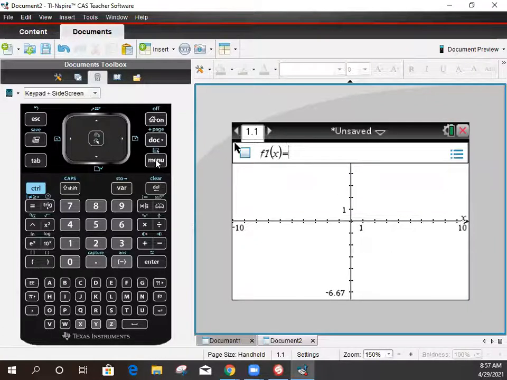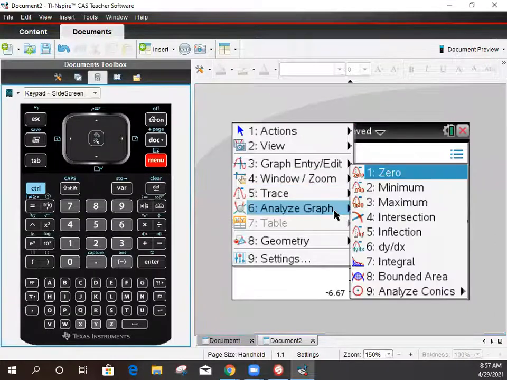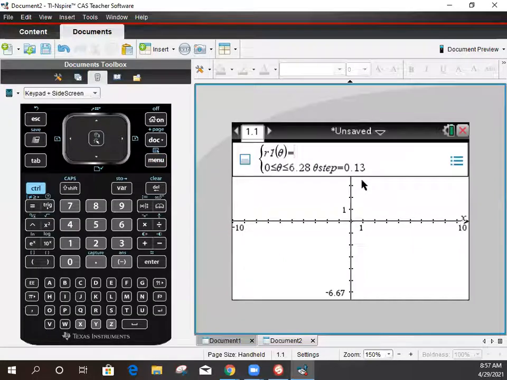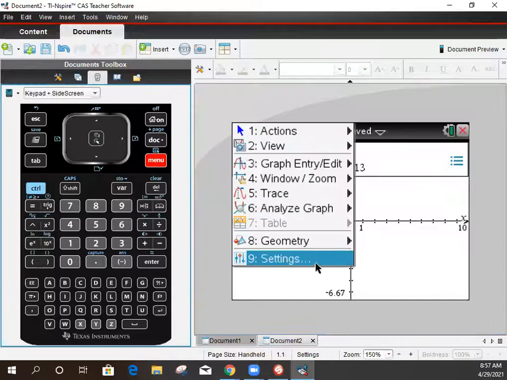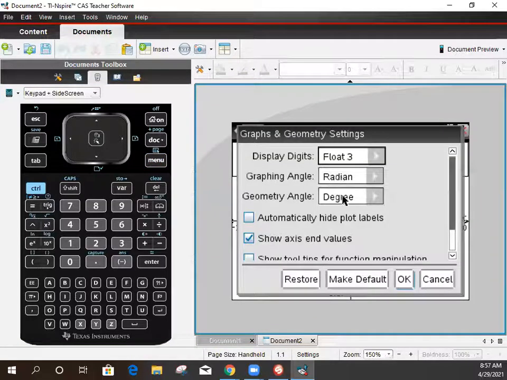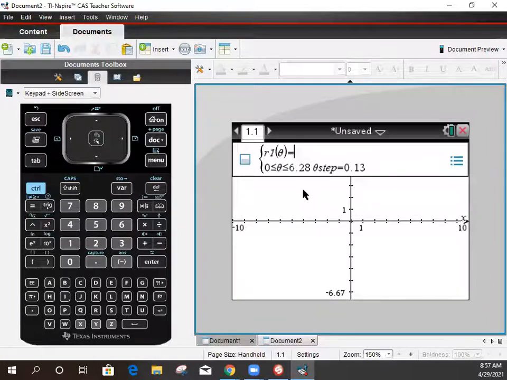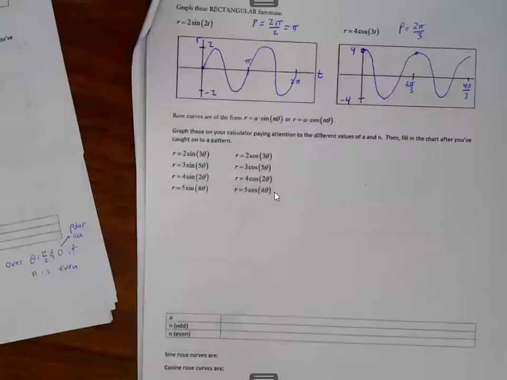All right, but if you have a TI Inspire, you want to change the graph entry to polar. Then make sure that your graphing angle is in radians. You may have to hit menu, settings, graphing angle radians, and then type in these different curves and look for a pattern. I'll pause the video so when you watch this later, you're not just watching dead air.